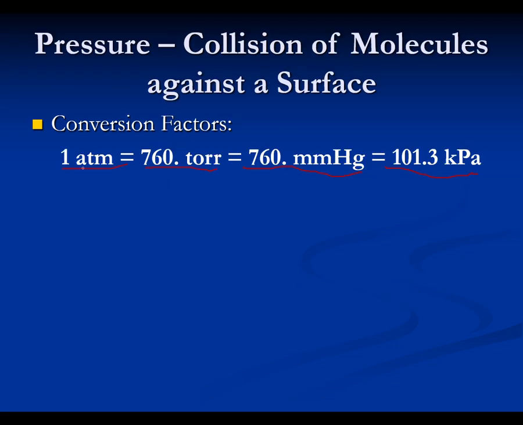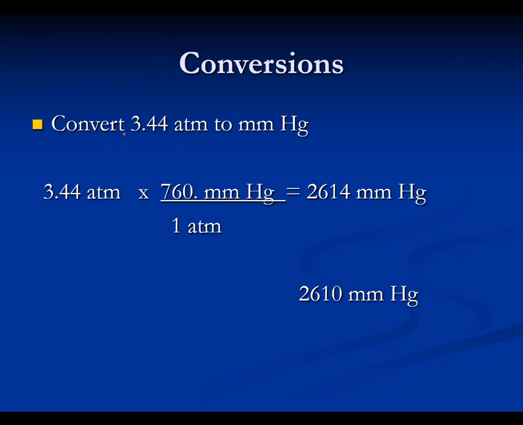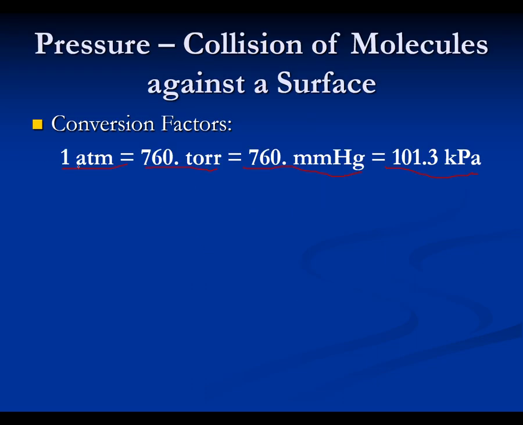Okay, these are all equal. A quarter is equal to $1, is equal to 10 dimes, is equal to 100 pennies. All right, they're all equal. I need you to know them. So if I ask you to convert 3.44 ATM, atmospheres, not atoms, to millimeters of mercury, well, this is your given. Remember, ATM, where do we get that one from? We got it from here. So I need you to know that.